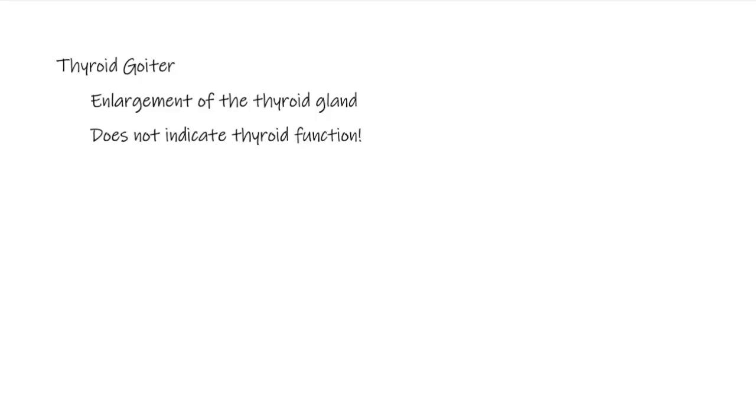A final word on goiter. Goiter simply means enlargement of the thyroid gland. It does not tell us whether the thyroid gland is functioning normally or producing too much hormone or producing too little hormone. We saw in Graves' disease that patients can have hyperthyroidism and a goiter. We saw with iodine deficiency that patients can have hypothyroidism and a goiter. And we can even see patients who have completely normal thyroid function and still have an enlarged thyroid gland. So goiter does not indicate thyroid function, it simply describes an enlarged thyroid gland.